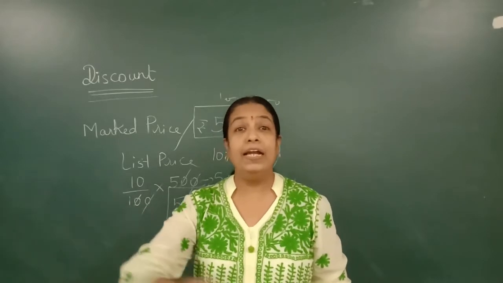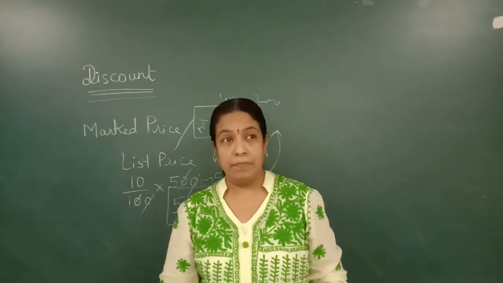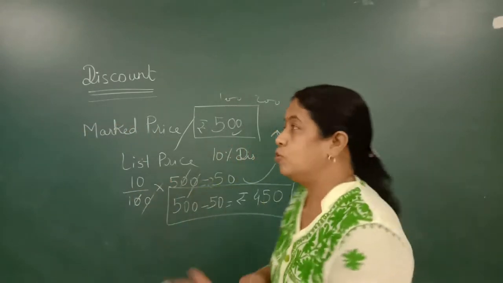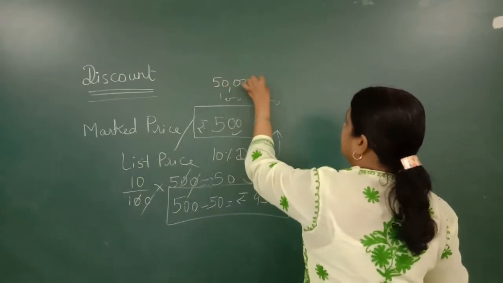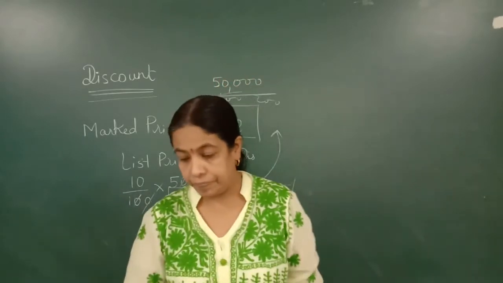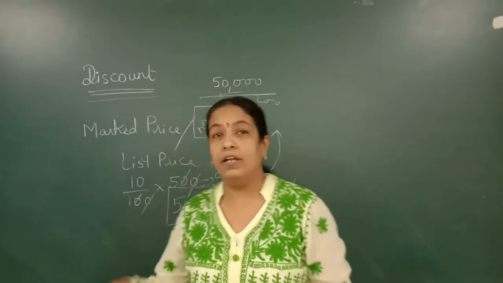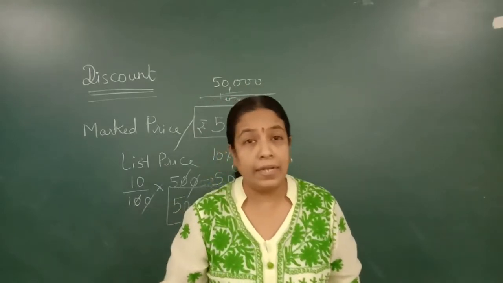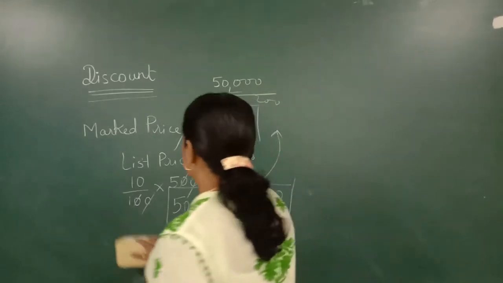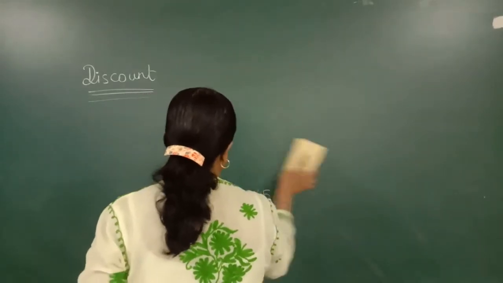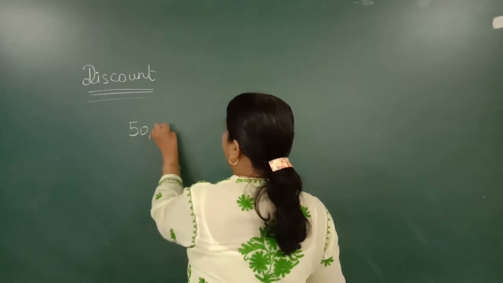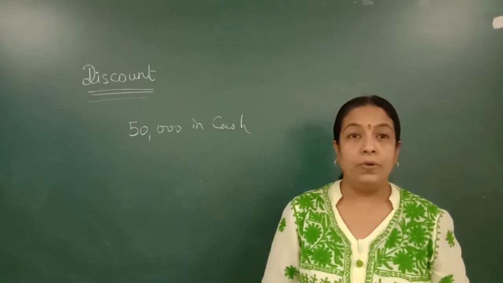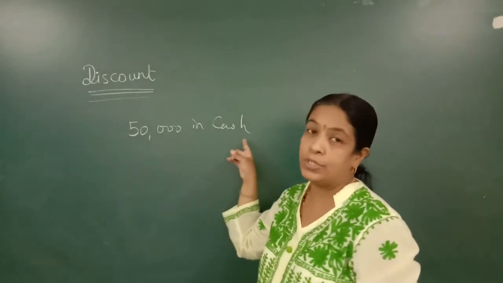But when there is a big deal between two persons, between a manufacturer and a buyer, a big deal is done, suppose of rupees 50,000. Okay, the businessman sells his goods worth rupees 50,000 to a customer. Now that customer is not in a position to pay rupees 50,000 in cash on today's date.